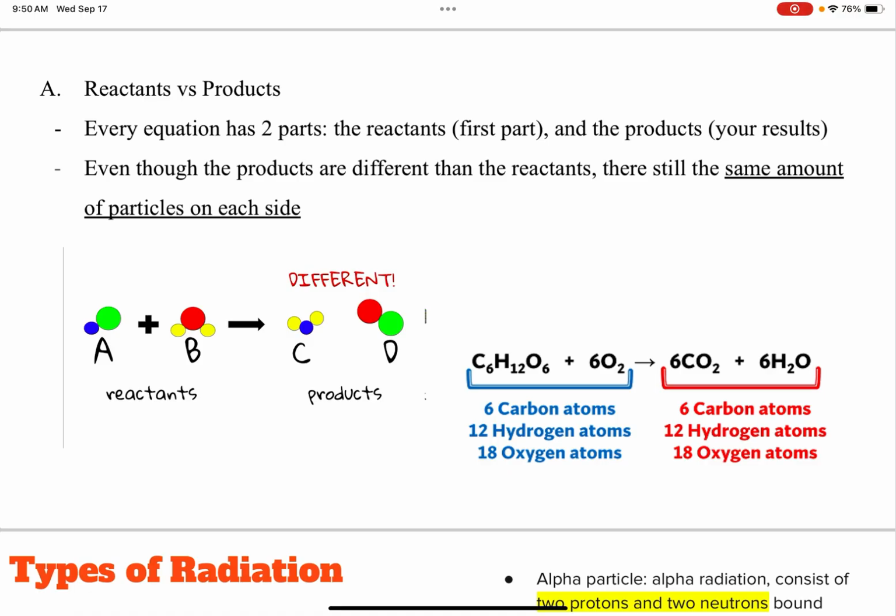So my real life example for this is down below. When we look at the equation for photosynthesis, even though we start with glucose and oxygen and end with CO2 and water, everything still has the same amount. There are 6 carbons on both sides. There are 12 hydrogens on both sides, right? Everything stays balanced.